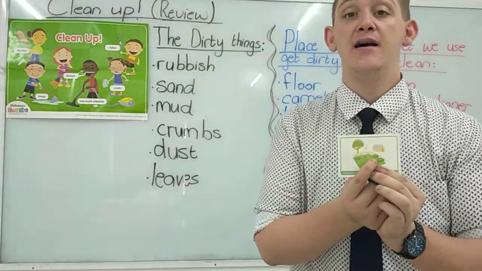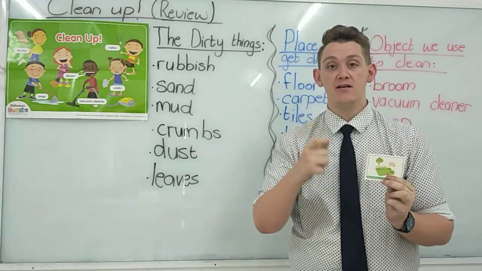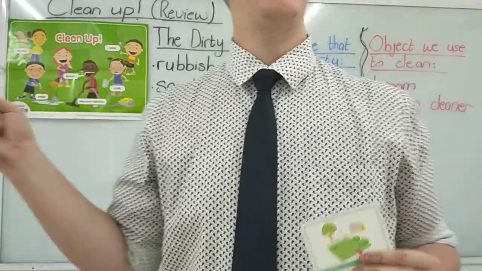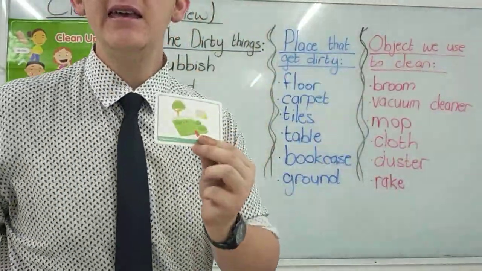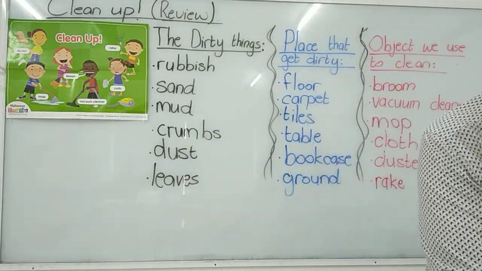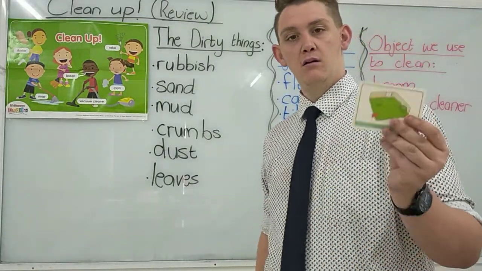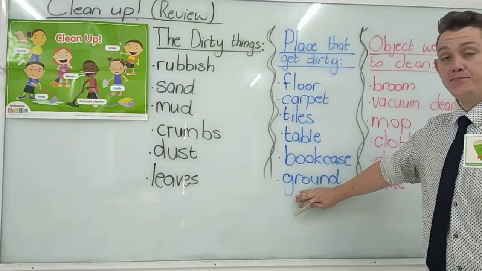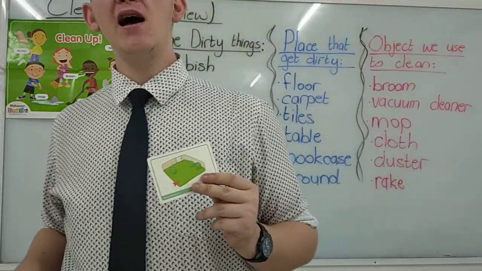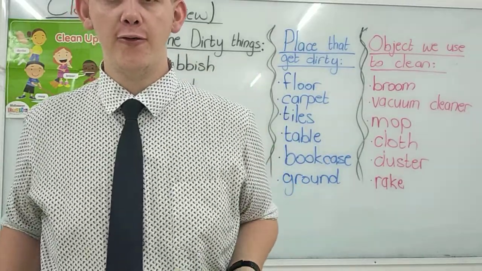We have what makes the place dirty outside? Leaves. Leaves. Right? We have one leaf, but a lot of leaves. Okay, and what place did the leaves make dirty? The ground, outside. Outside on the ground.